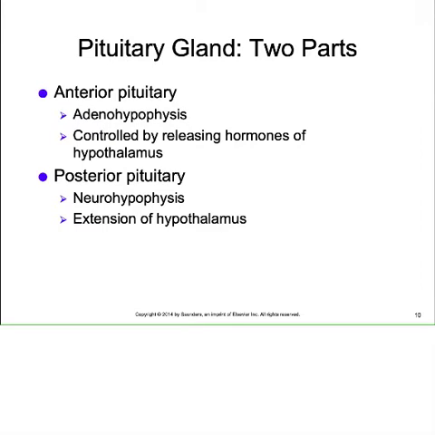And then the posterior pituitary is actually neurosecretory tissue, and it's literally an outgrowth of the brain, okay? The little stalk that connects the anterior and posterior pituitary to the brain is called the infundibulum, okay? And it is essentially nervous tissue. Okay?